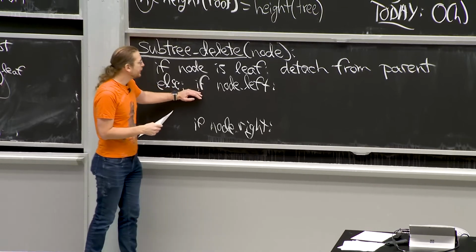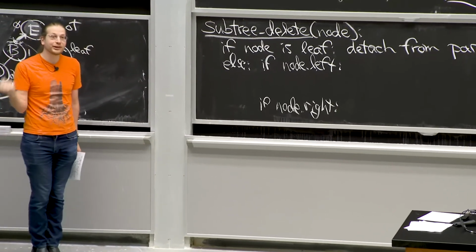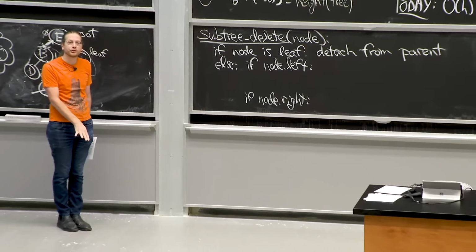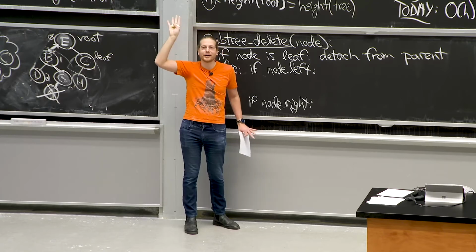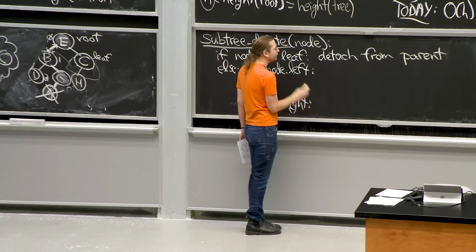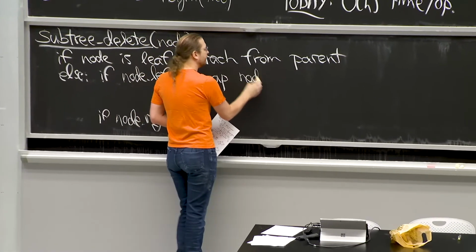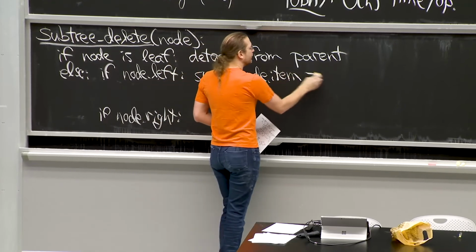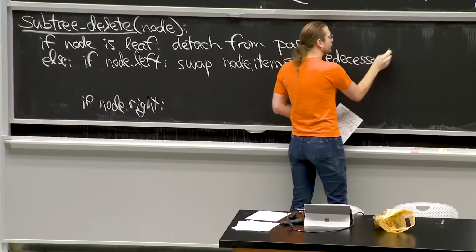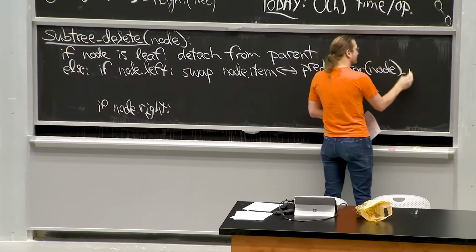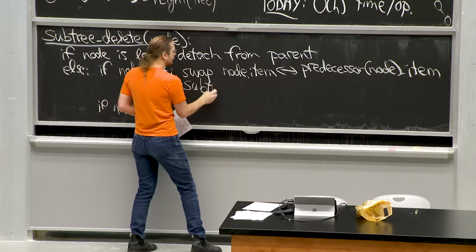OK, so what do? If I have a left child, that guarantees to me that the node's predecessor is inside that left subtree, which means it's lower in the tree. If I didn't have a left child, the predecessor would actually be higher in the tree, and I don't want to go higher. Okay, so if I have a left child, I know the predecessor is lower. And so I'm going to swap my item, the contents of my node, with my predecessor's item. And then I'm going to recursively delete the predecessor.